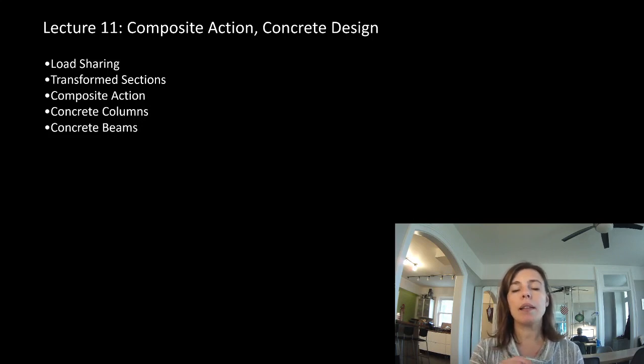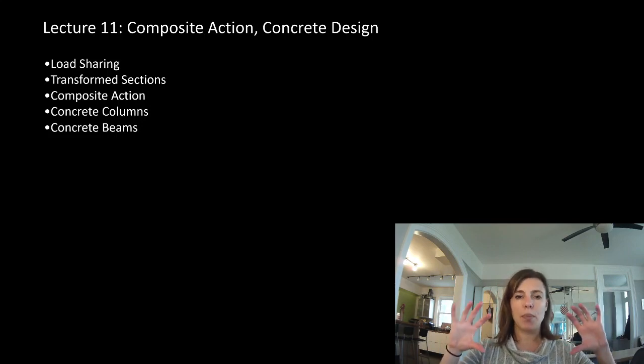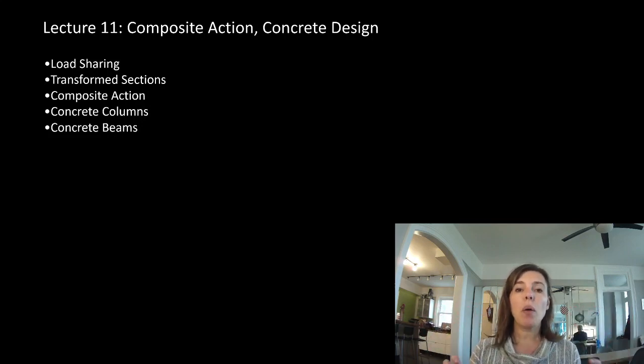So we're going to talk a little bit about load sharing. If we have something in compression, how does it load share? How much of the load goes to what part, and how would we calculate that? Then we're going to talk about that same concept, but in bending. We're going to look at what happens if we just share the load versus bind those two things together in a way that makes them composite.